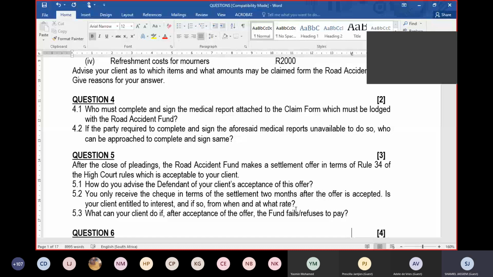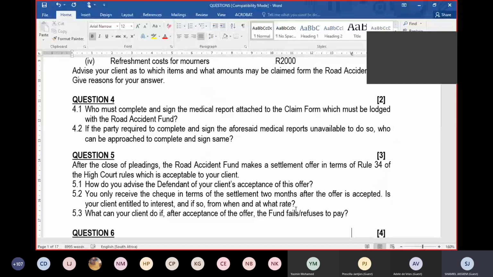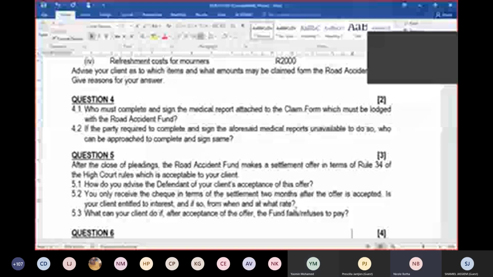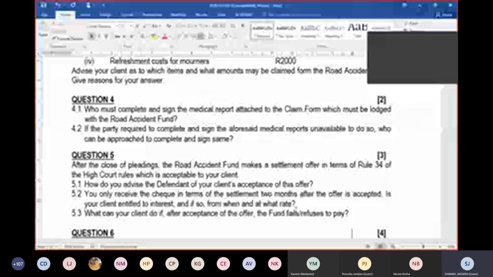5.2, you only receive the check in terms of the settlement 2 months after the offer is accepted. Is your client entitled to interest? And if so, from when and at what rate? 14 days after. No interest because there's no court order. Absolutely correct. That's all you say. No interest. In terms of section 17, there must be a court order before your client will be entitled to interest.